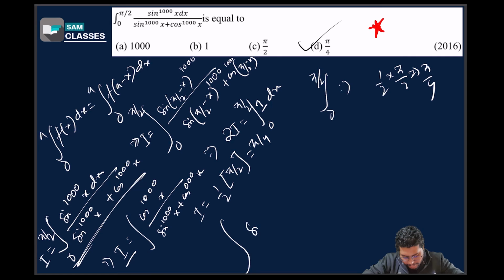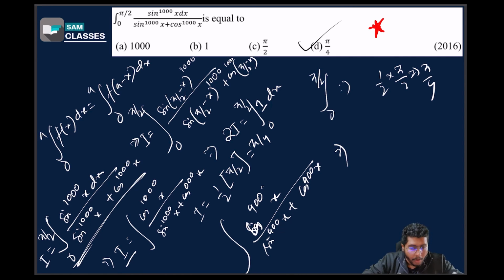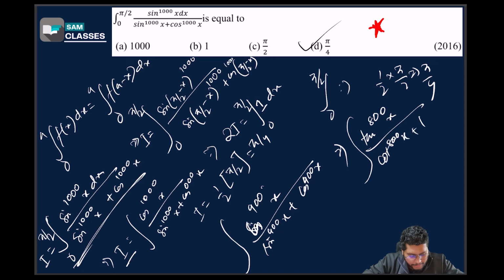Let's say they have given sine 900x, or cos 900x by sine 900x plus cos 900x. Let's say sine and cos they haven't given. What if they give tan and cot or secant cosec? So they have given tan 800x by cot 800x plus tan 800x. Done. So all is similar.